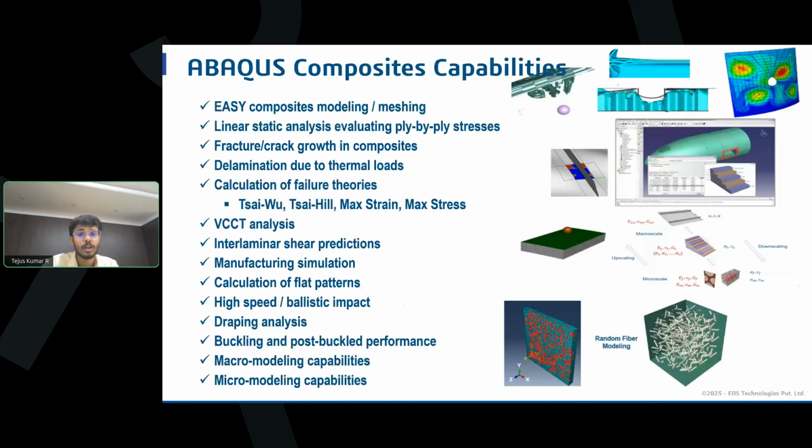Modern railways are increasingly using composite materials to reduce weight while maintaining strength. Abaqus offers comprehensive composite simulation capabilities like ply-based modeling, delamination prediction, failure criteria, manufacturing simulations, draping analysis, and multi-scale material modeling. These capabilities help manufacturers confidently adopt lightweight composite structures. We also have buckling analysis for beam structures, and micro-macro modeling capabilities are also possible.